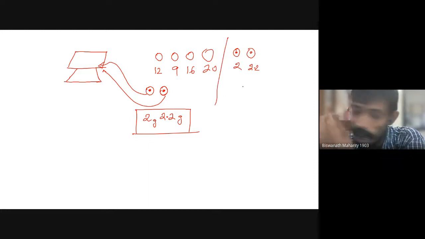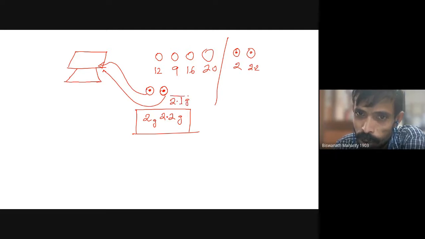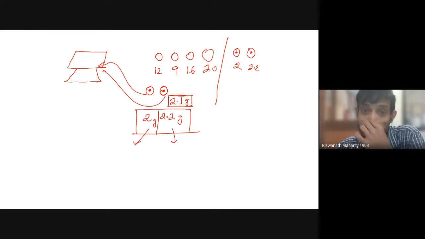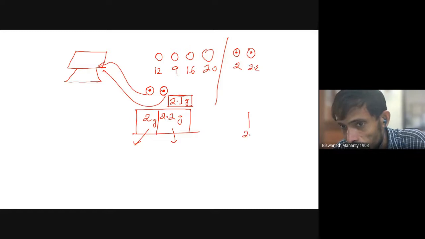Why am I doing it? Suppose the actual weight of my coin on a reference balance, a standard, is 2.1 gram. But when I use our balance, one time it gives 2 gram, another time it gives 2.2 gram. What does it mean? The actual value is 2.1, but my balance has some error. It can give plus 0.1 also, minus 0.1 also. Am I clear or not?